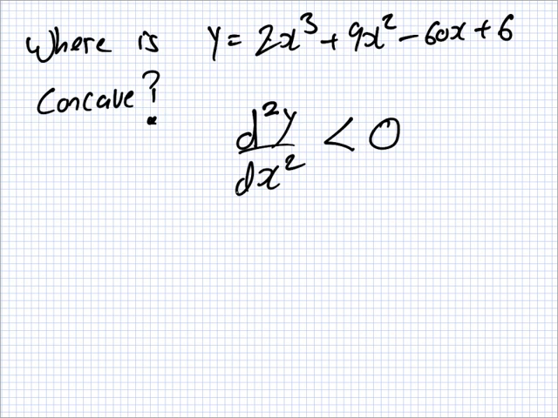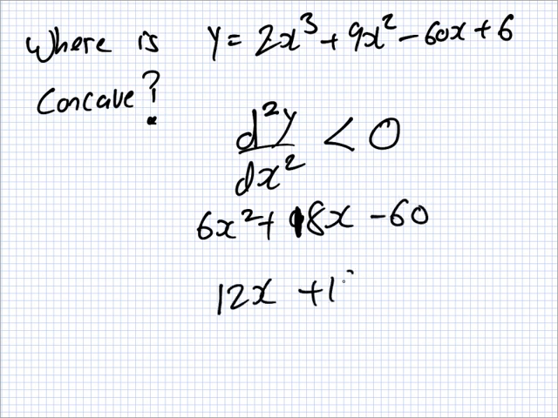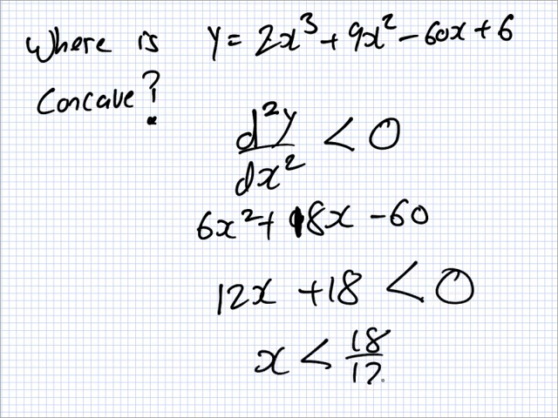Well, what is the second derivative? The first derivative is 6x squared plus 18x minus 60, and the second derivative is 12x plus 18. I want to know where this is negative. That will be when x is less than minus 18 over 12, which is minus 9 over 6, or minus 3 over 2. So you do start by getting the first derivative.